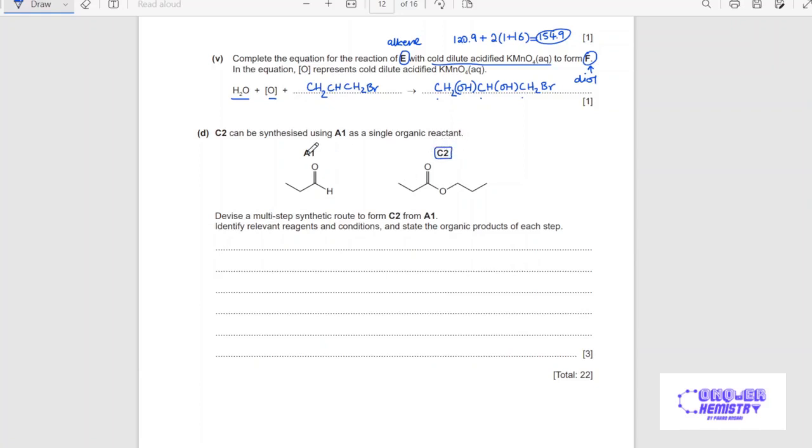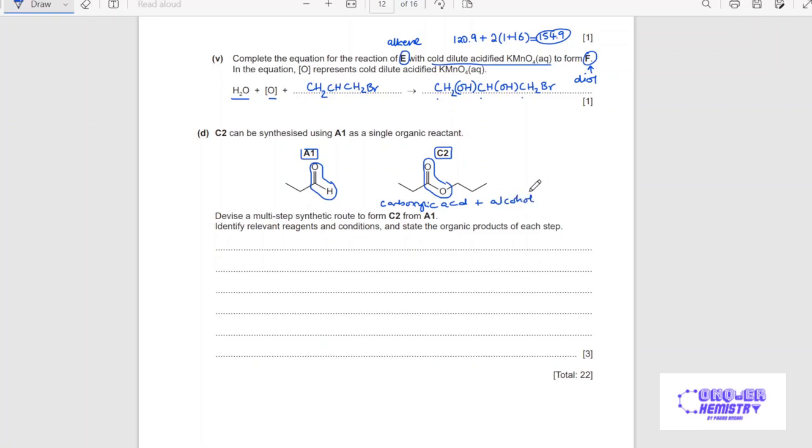Now, finally here at the last part of the last question, we have this ester C2 that is synthesized from one reagent A1. Okay? And so, how do we synthesize this? Let's take a look. So A1 over here is an aldehyde. And we know that esters, like C2 over here, can only be made with the help of a carboxylic acid and an alcohol.